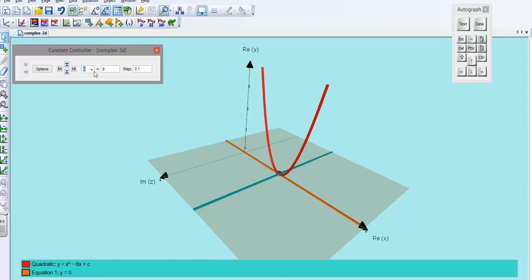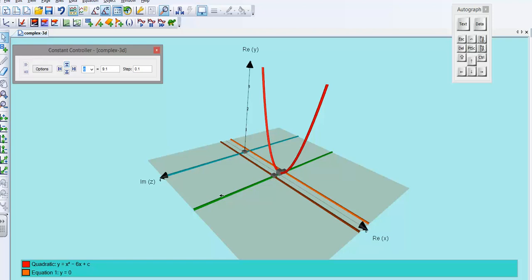So when we get to 9, this would be a perfect square. So x squared minus 6x plus 9 is a perfect square. And we've got one real root here, because it touches the x-axis. So what happens now as I increase the c value? Well, it's probably going to move upwards still, which now means we've got no real roots.